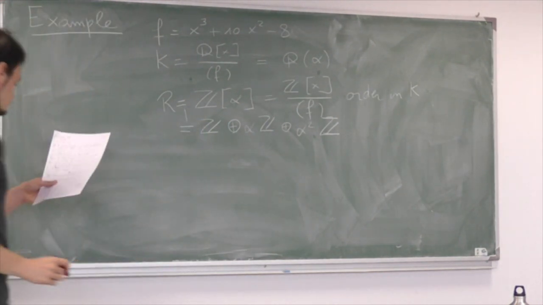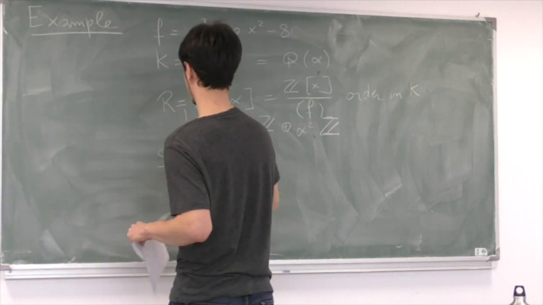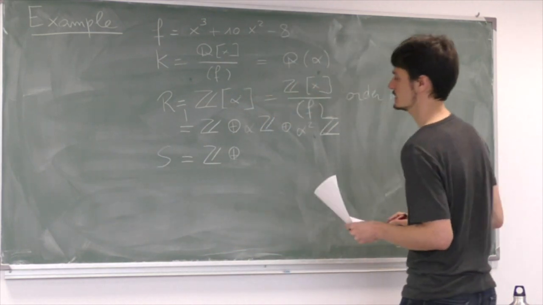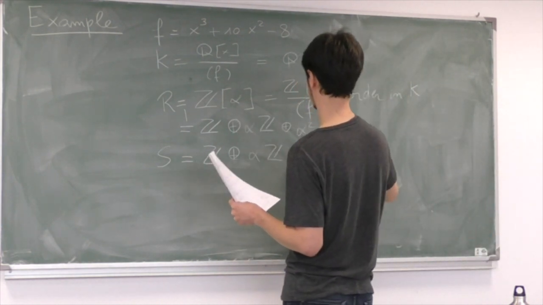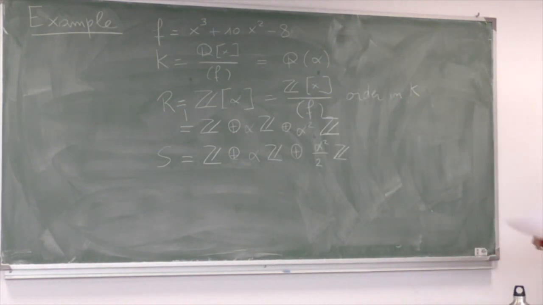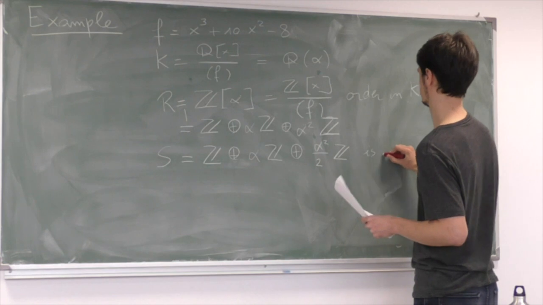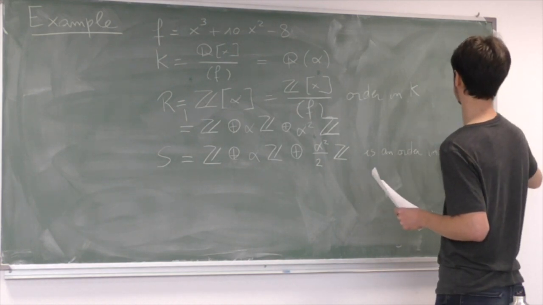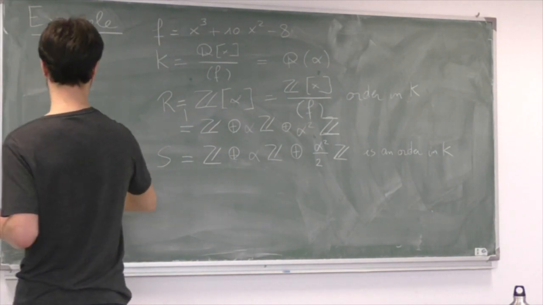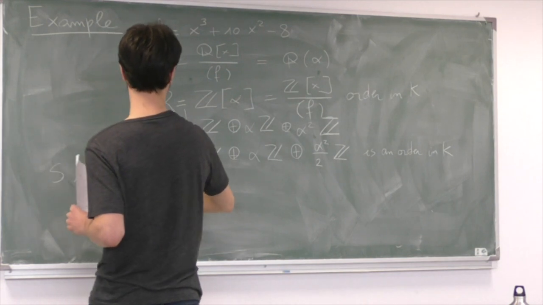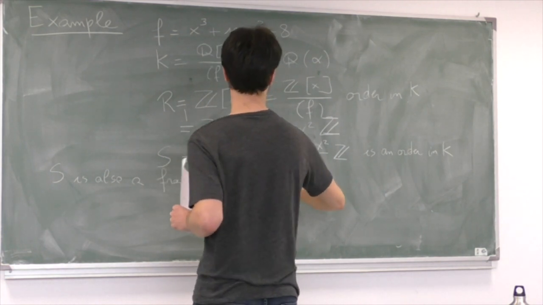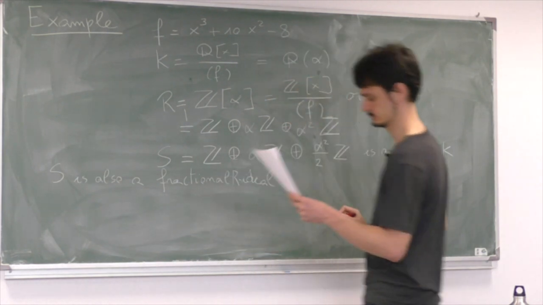Okay? So these two are the same. And now consider also the following lattice S, which I'm going to describe as Z direct sum with alpha Z, direct sum with alpha squared divided by 2 Z. Okay? And I claim that this is an order in K as well. But you can also see it as a fractional ideal over R. A fractional R ideal, as we have seen.